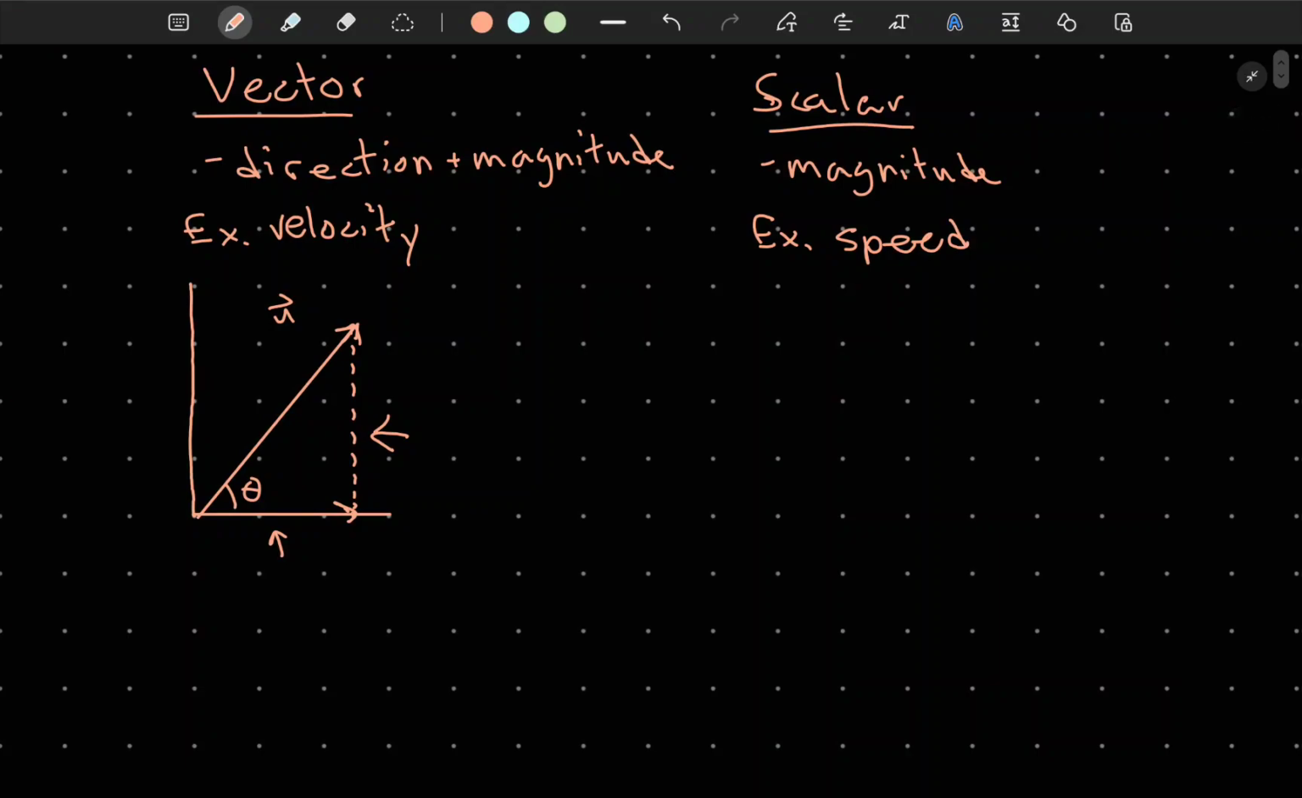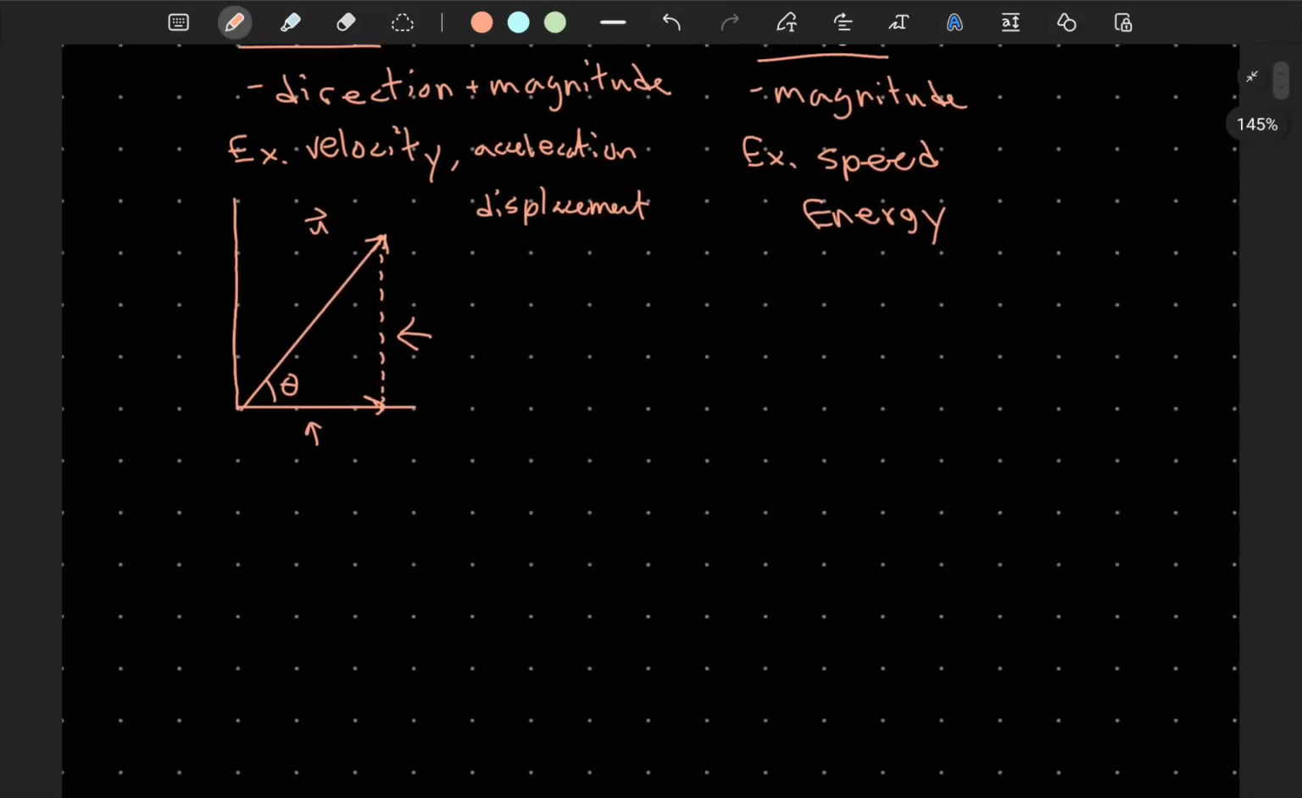But I should also probably mention that some examples of a scalar would probably be like energy. We'll get into this in Unit 4. And like velocity could also be like acceleration. Or it could also be like displacement. So yeah, let's get into it.